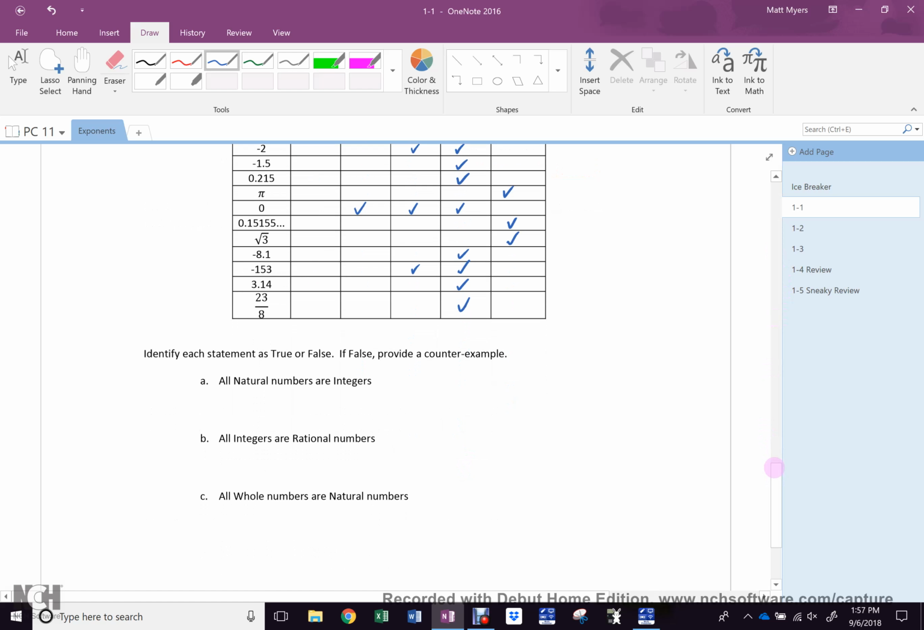True or false? All natural numbers are integers. True. True or false? All integers are rational numbers. True. All whole numbers are natural numbers. False.